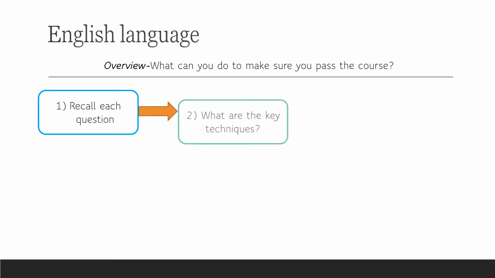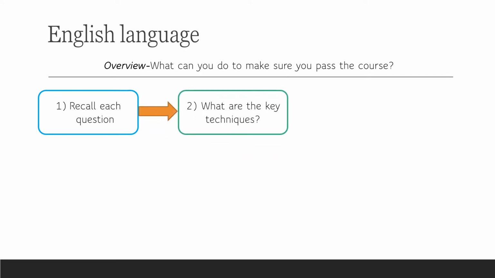Step 2. What are the key techniques? Now, when you go through the key techniques for paper 1, we're just going to focus on things like language techniques and structural techniques. So we need to show an awareness of what these are and understand how these are used within modern prose.